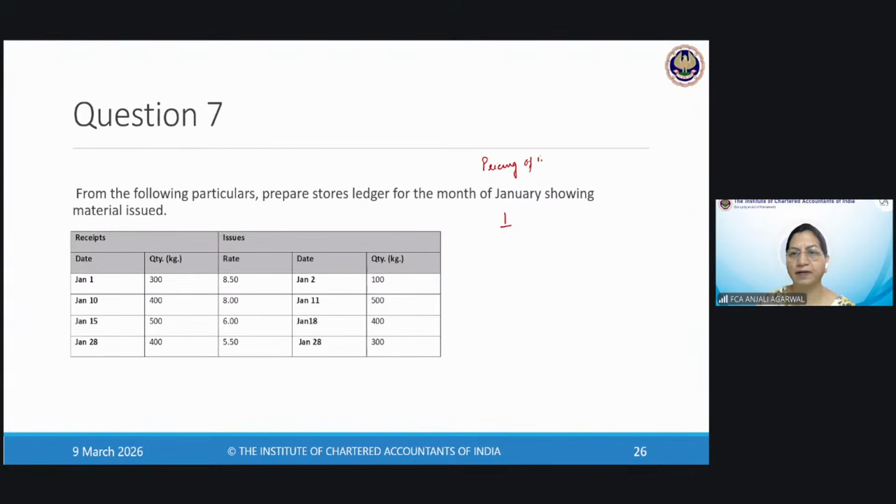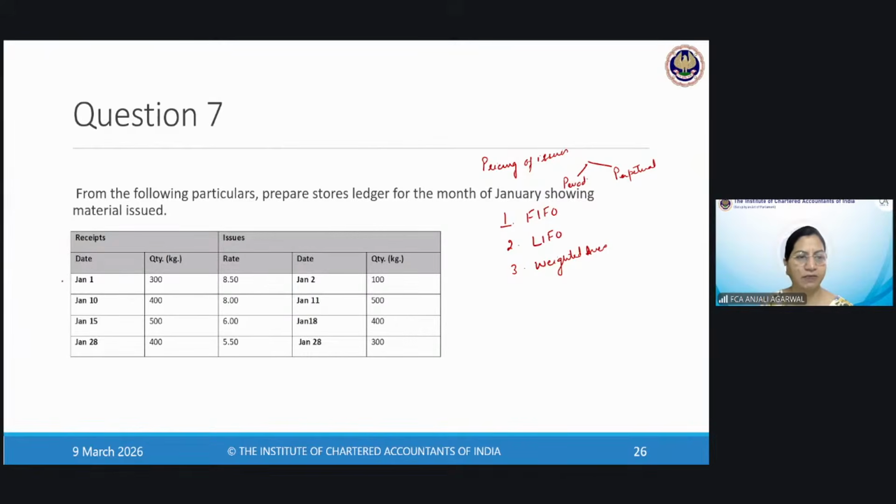So this is comparatively an easy concept. You follow different methods: FIFO, which is first in, first out, LIFO, which is last in, first out, or weighted average method generally. And this can be followed on a periodic basis or perpetual. Perpetual means you are calculating the pricing of issues simultaneously. Periodic means you calculate the pricing of issues after a period.